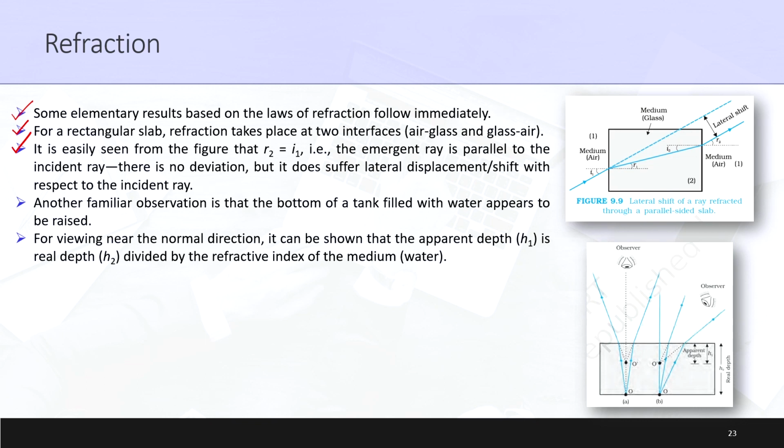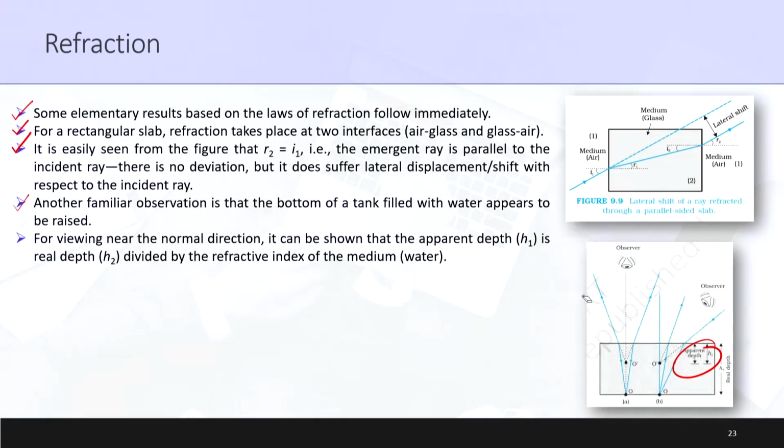Another familiar observation is that the bottom of a tank filled with water appears to be raised. How does it appear to be raised? As you can see here. So, for viewing near the normal direction, it can be shown that the apparent depth is h1. What does apparent depth mean? Apparent depth is that depth which our eyes can see.